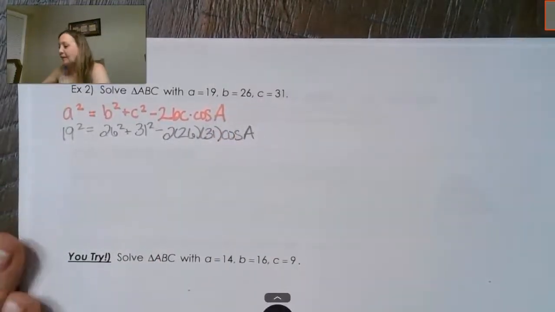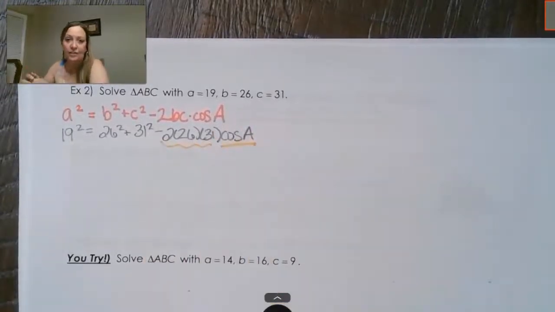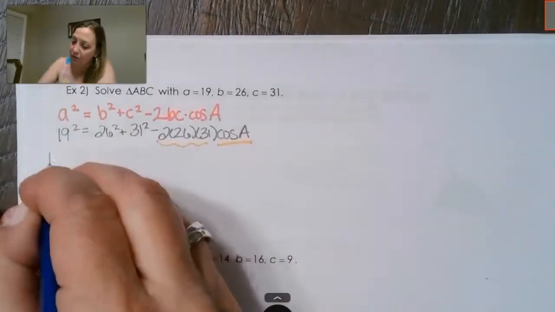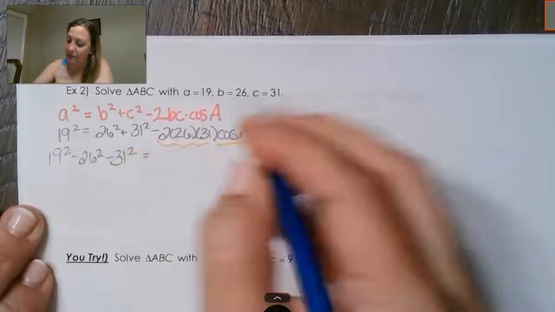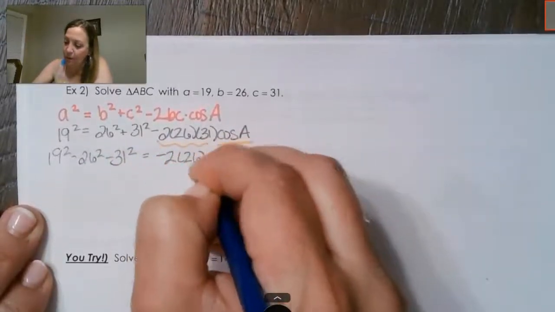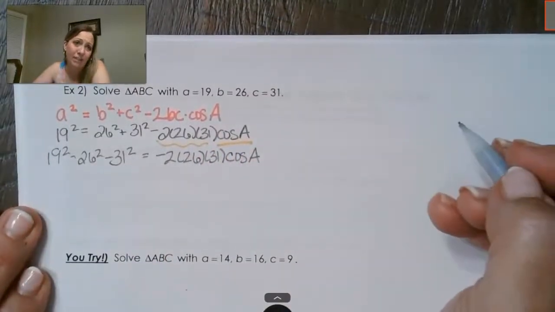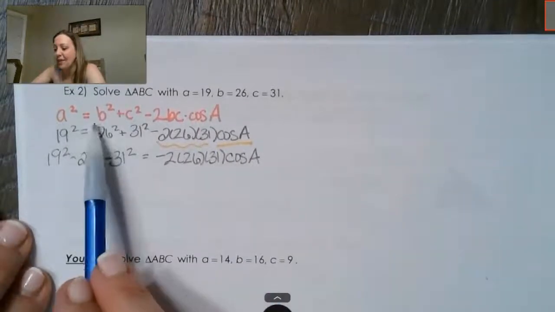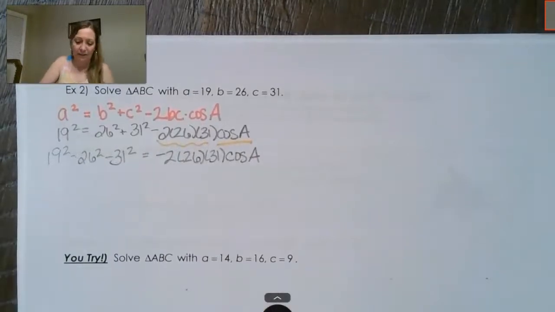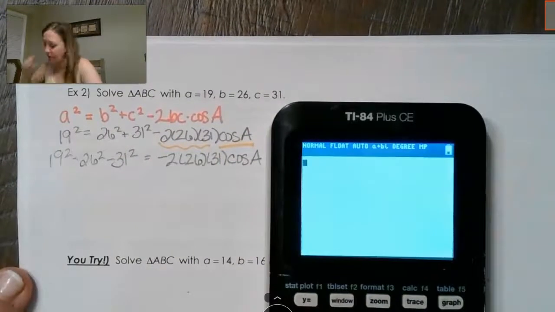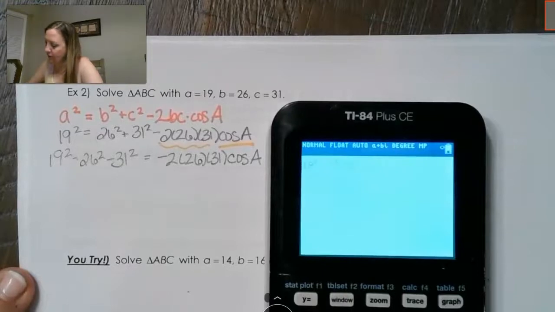Now remember, our goal is to get this cosine of A by itself, but this is still the coefficient, so we have to move these terms over before we even think about dividing, okay? The biggest thing I see with the law of cosines is that people don't listen to me, which is so sad because I give good advice, and they try to take this whole thing. You can't do that, guys. I know it's faster to do it that way, but it's wrong.